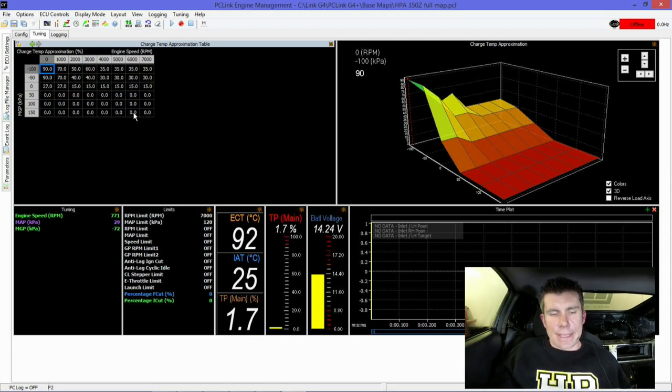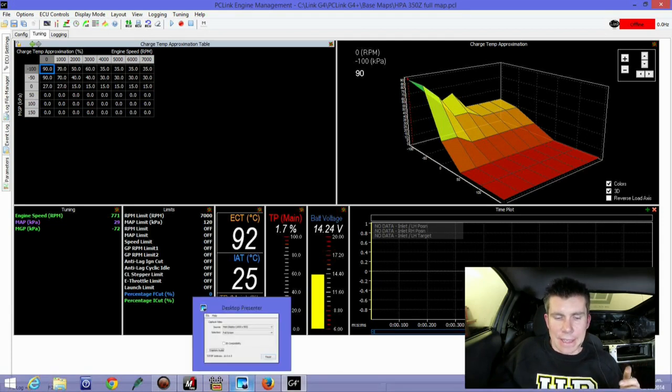So it's a way of trying to get that charge temperature estimate a lot more accurate and a lot more realistic. It's a system that Link have just instigated. Autronic actually have been using that system for absolutely years, and when you've got a properly tuned charge temperature estimate table on an Autronic, it does an exceptional job of controlling the air-fuel ratio really accurately. Okay, that brings us to a close.